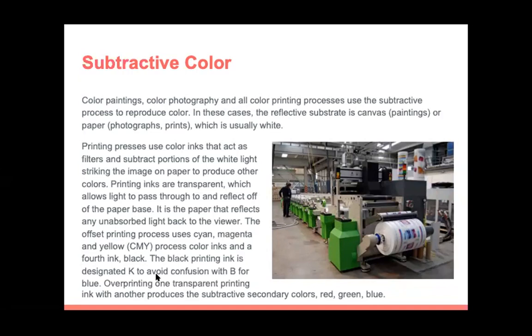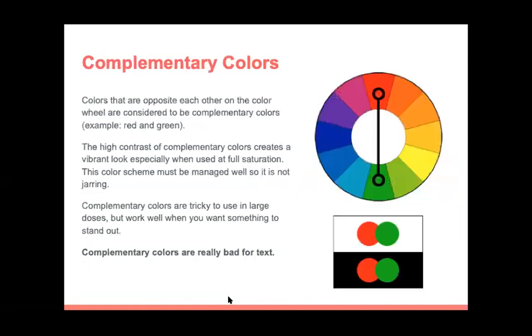So the offset printing process uses cyan, magenta, and yellow, so CMY, process color inks, and a fourth ink is black. The black printing ink is designated K to avoid confusion with B for blue. Overprinting one transparent printing ink with another produces the subtractive secondary colors red, green, and blue.